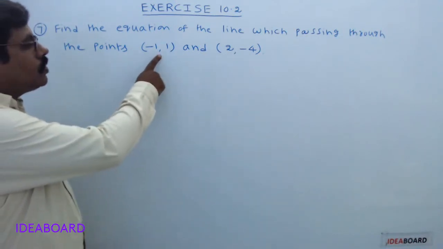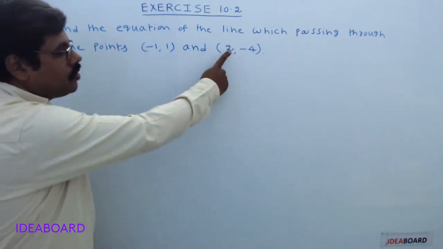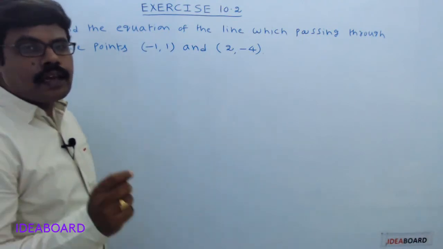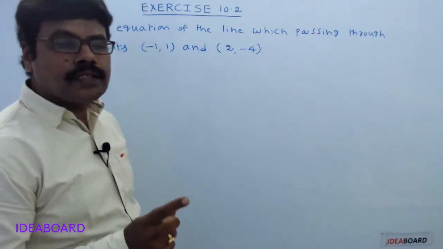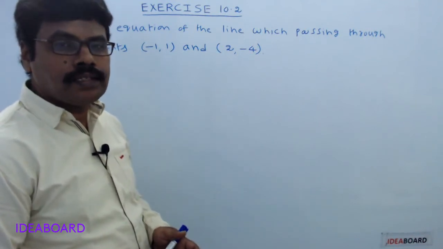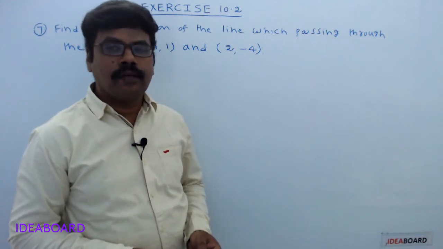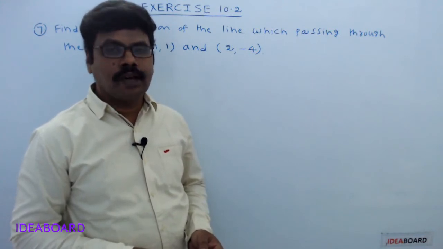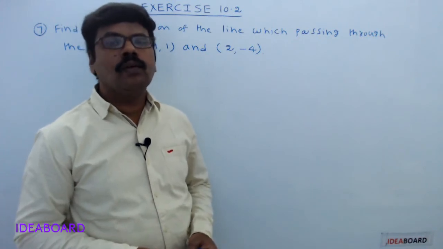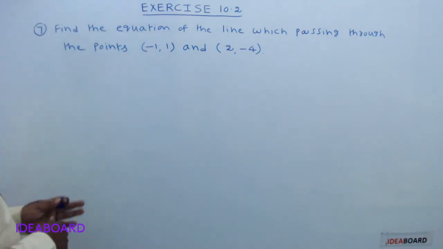Suppose you denote the first point's coordinates with x1, y1 and the second point's coordinates with x2, y2. Then the equation of a straight line passing through the points (x1, y1) and (x2, y2) is y minus y1 equals (y2 minus y1) divided by (x2 minus x1) into (x minus x1), which is also called the two-point form formula. So use that formula on your given data.